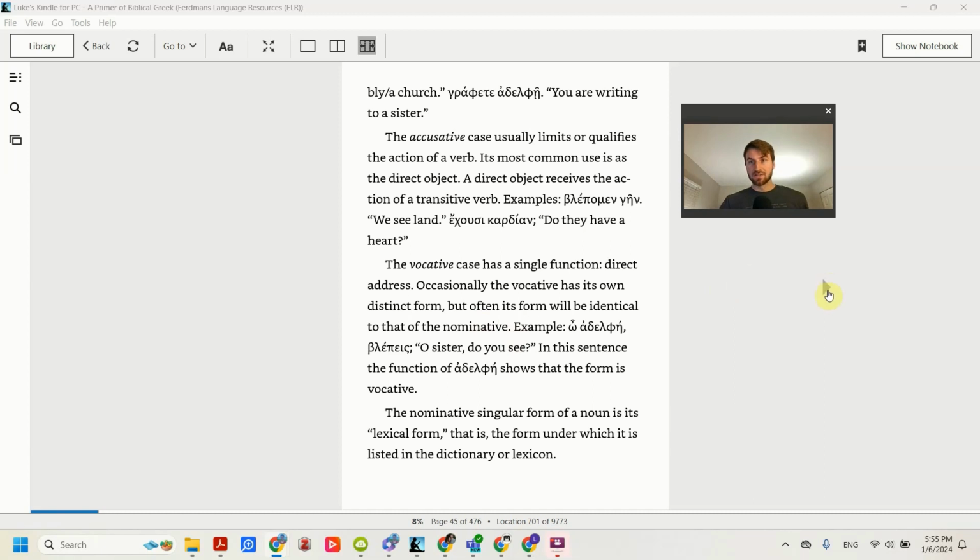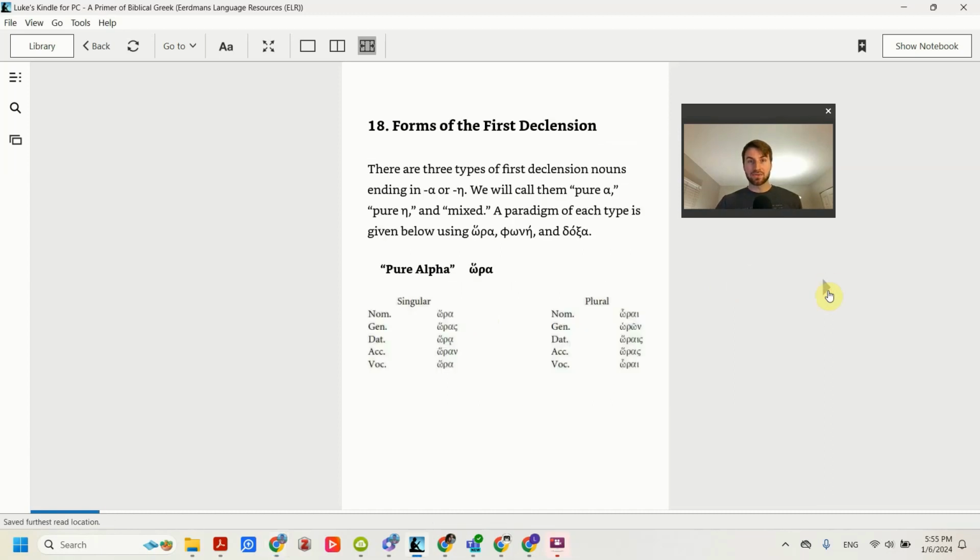So in Greek, the first declension are nouns that end with an alpha or an eta. And then here it talks about there are three different types of first declensions. There's pure alpha, pure eta, and mixed. And they're pretty self-explanatory. So you can see we have pure alpha here in aura. And you can see alpha all the way down in the singular and alpha all the way down in the plural, genitive being an exception.